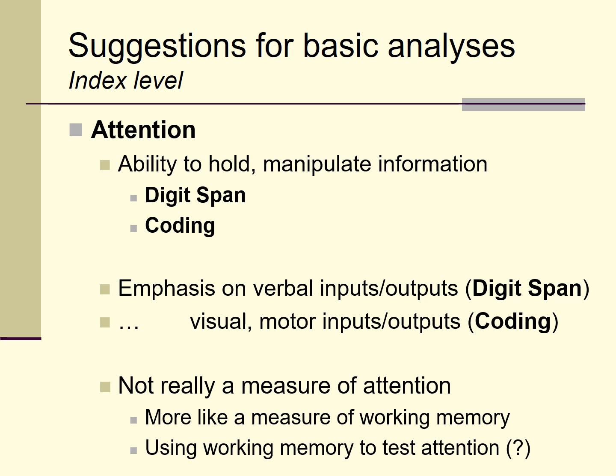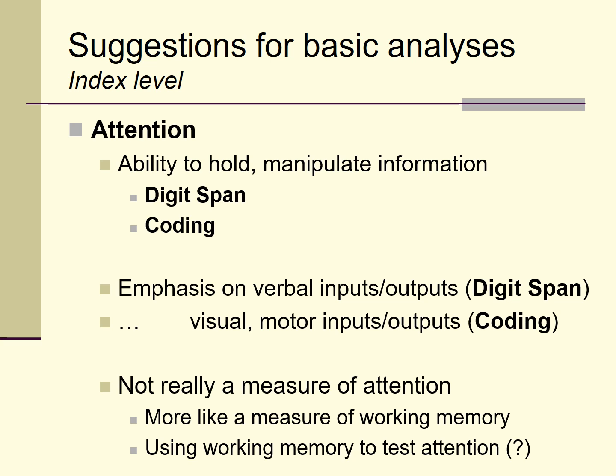Moving on, we have attention. This is the ability to hold and manipulate information. It is based on two subtests, the digit span and the coding subtest, which look fairly similar to the corresponding subtests on the Wechsler intelligence scale. They involve some verbal and also some visual and motor inputs and outputs.